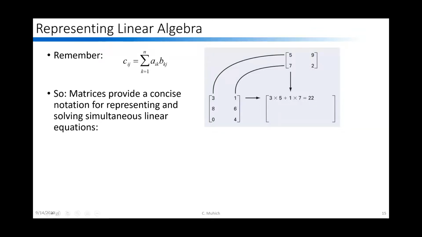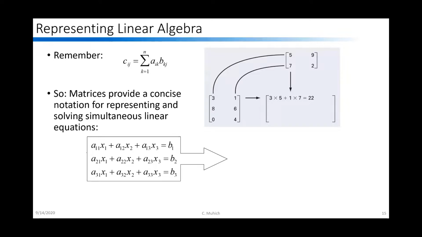simultaneous linear equations. So let's take, for example, this case where I have 3 equations, 1, 2, 3, and 3 unknowns, 1, 2, 3. And I'm going to turn them into a matrix.